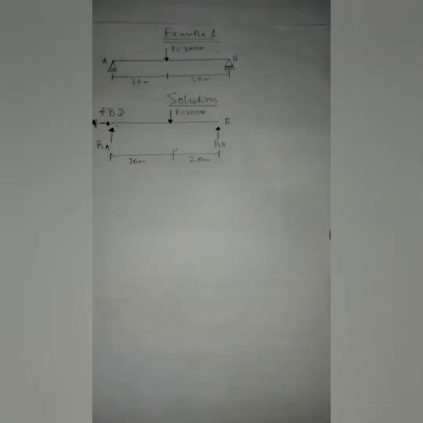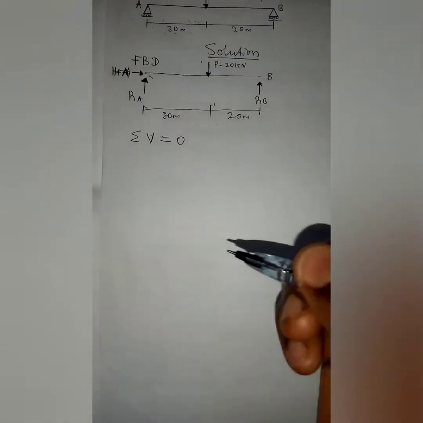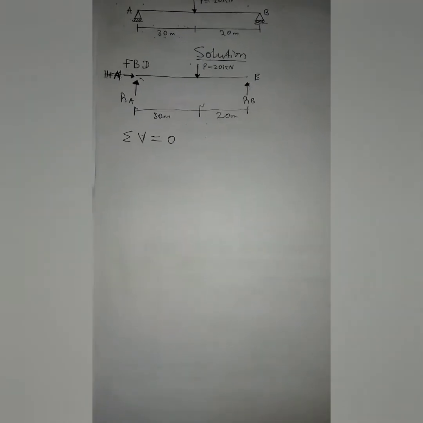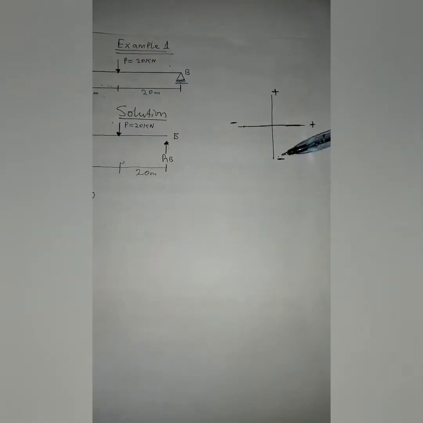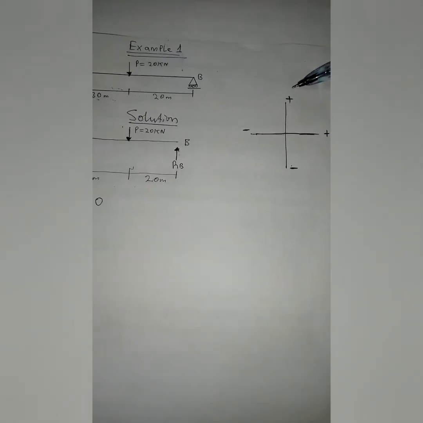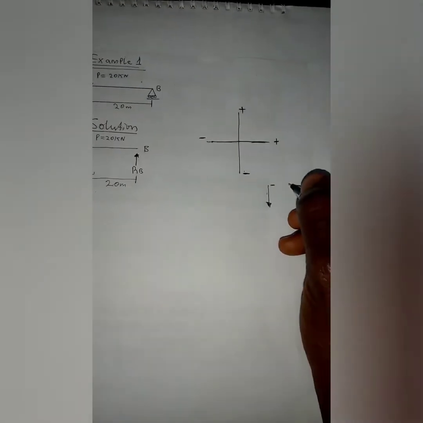So the next thing we are going to do is solve using the equilibrium equation that says the summation of all vertical forces must equal 0. These are the vertical forces. We are going to be using a sign convention: any force going downward, we are going to make negative, and any force going upward will be positive.